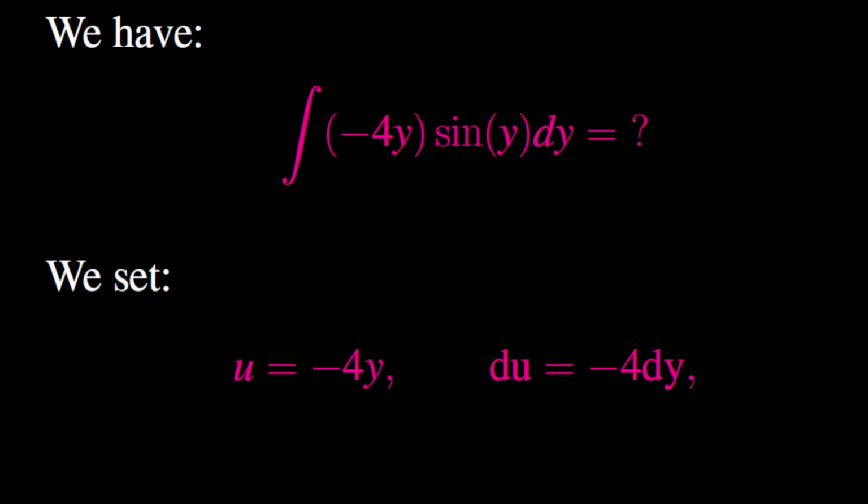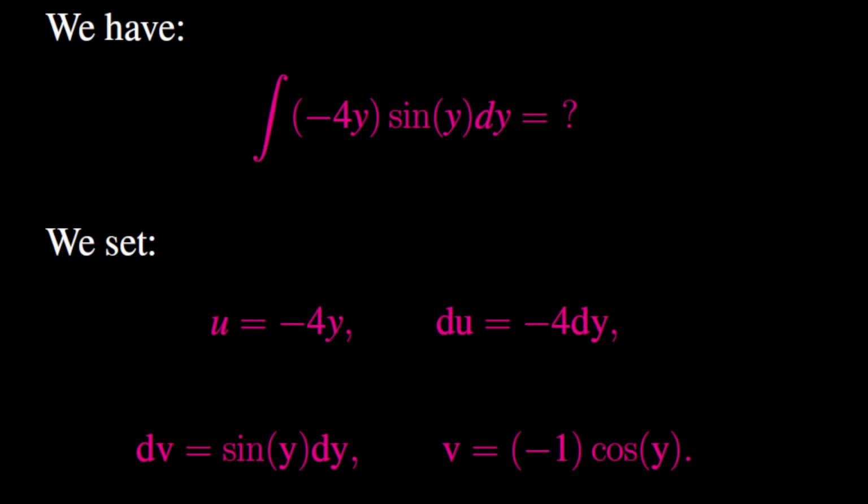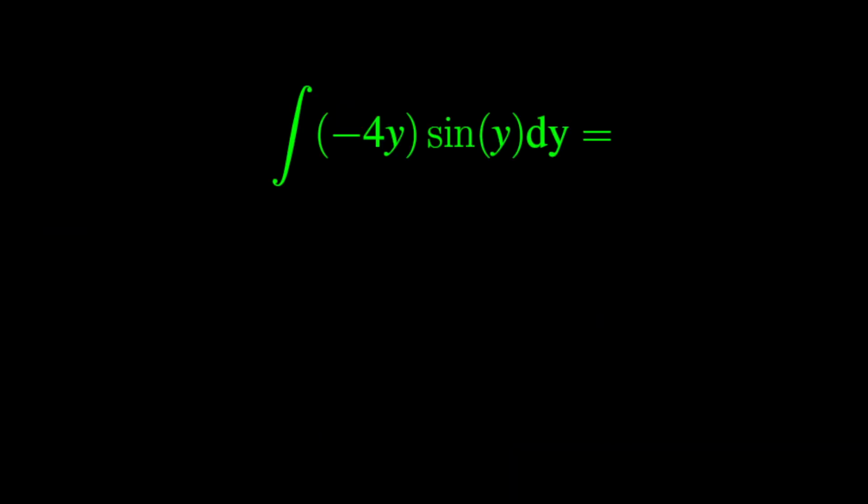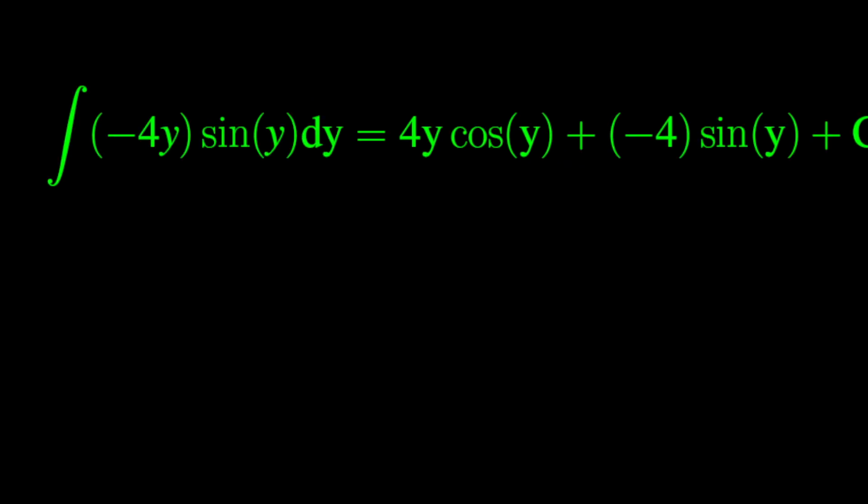Consequently, we set u equal to minus 4y, so du equals minus 4 dy, and dv equals sine of y dy, and v equals minus 1 times cosine of y. As a result, the integral of minus 4y times sine of y dy is equal to 4y times cosine of y, plus minus 4 times sine of y, plus a constant c.